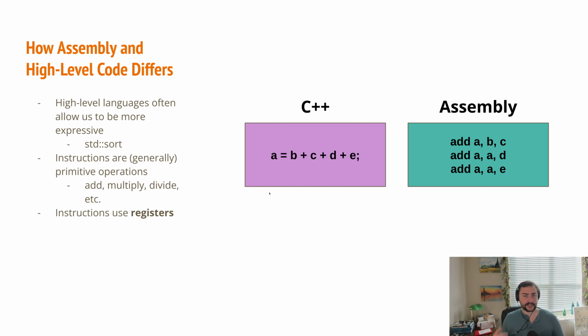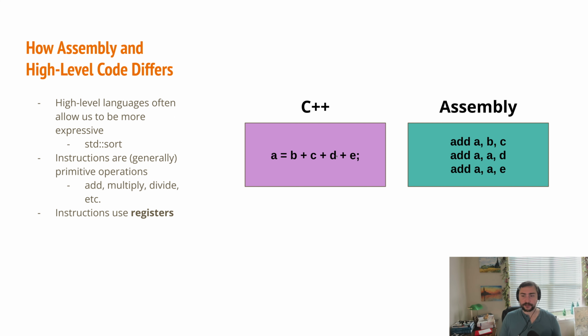Now, we can see this difference of high level versus low level, and synthesizing a high-level compound operation in C++ out of these primitive operations, with just a simple example. For example, in C++, if we want to set A equal to B plus C plus D plus E, we could just do this very simply on a single line. But in something like assembly and our instructions, we often don't have, say, something like an add that takes an arbitrary number of inputs. So maybe we only have an add that has 2 inputs and a single output.